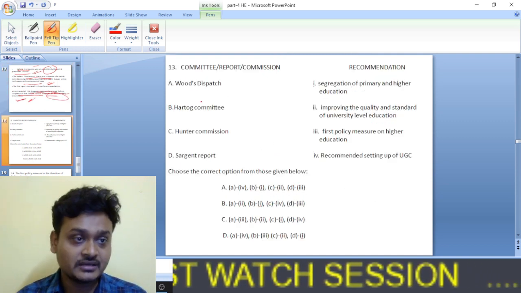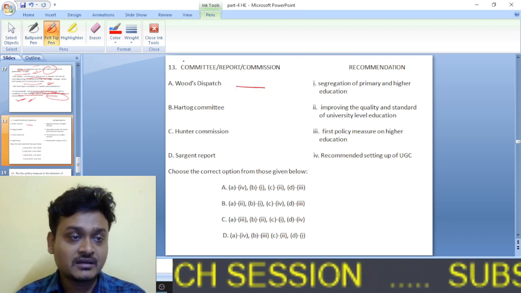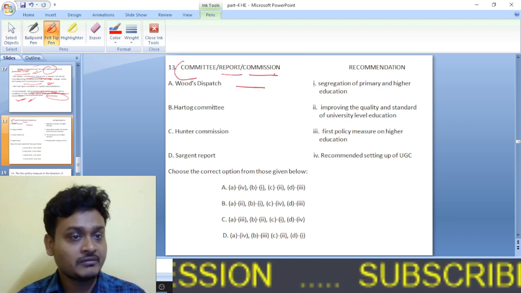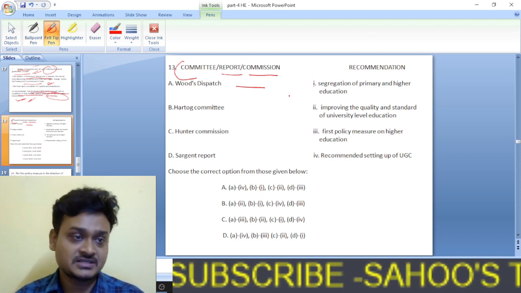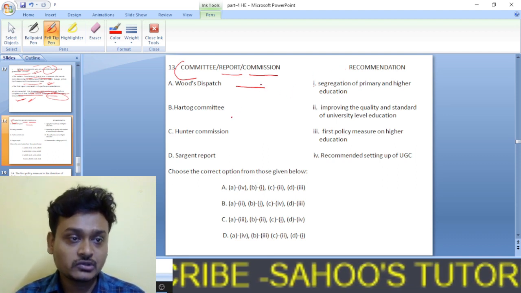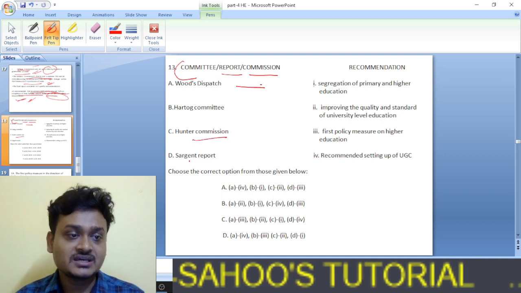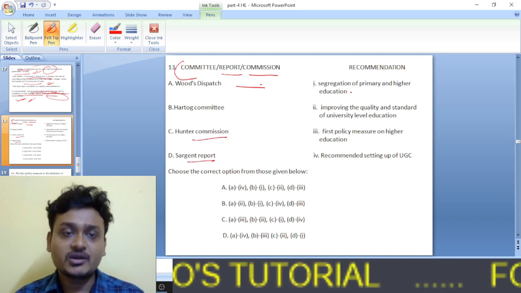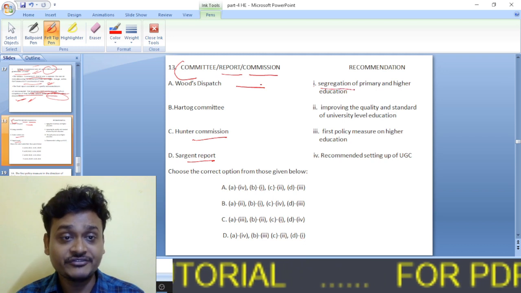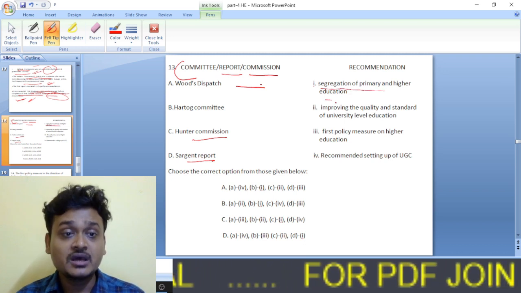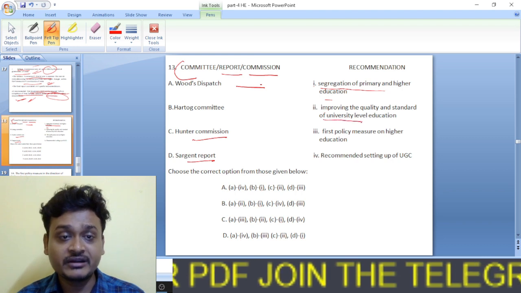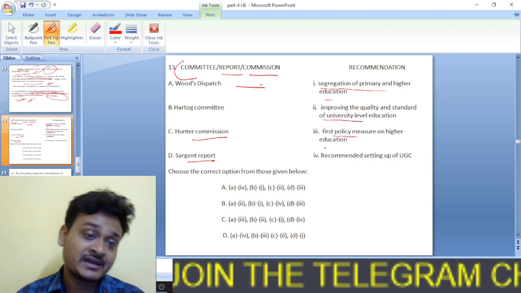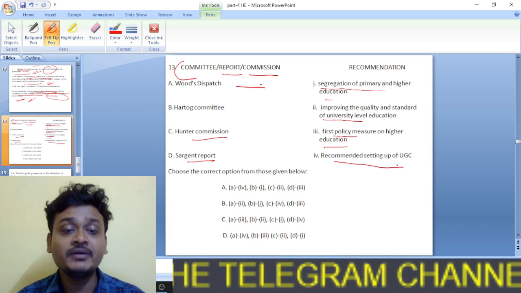Moving on to question 13, which is best? These are committee reports or commissions, and here are some recommendations by them. Woods Dispatch, Hartog Committee, Hunter Commission, Sargent Report, and here are some recommendations: the segregation or division of primary and higher education, improving the quality and standard of university level education, and the first policy measure in higher education, or recommended setting up of UGC.